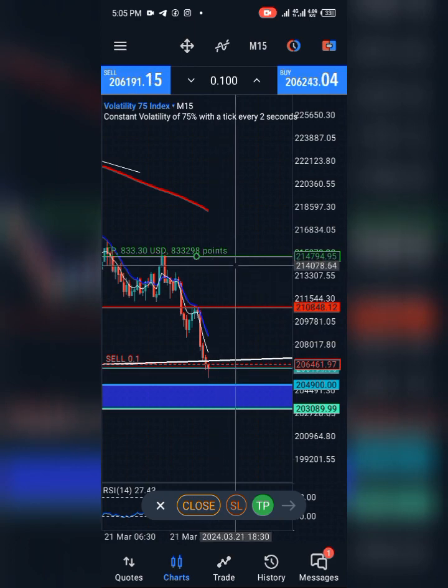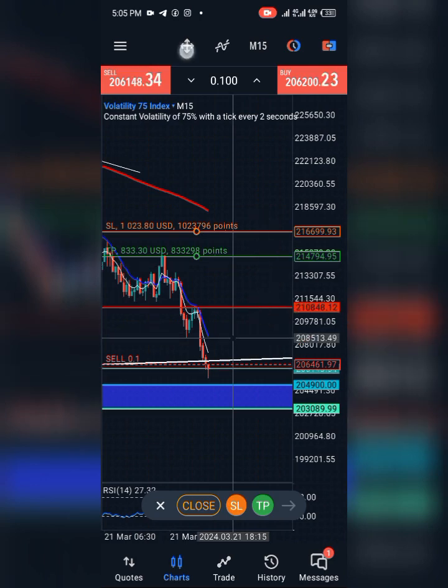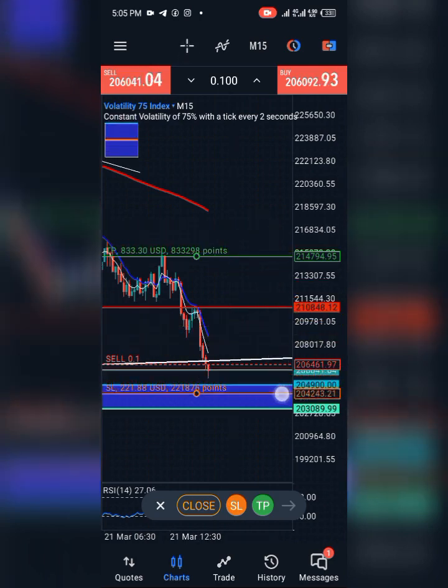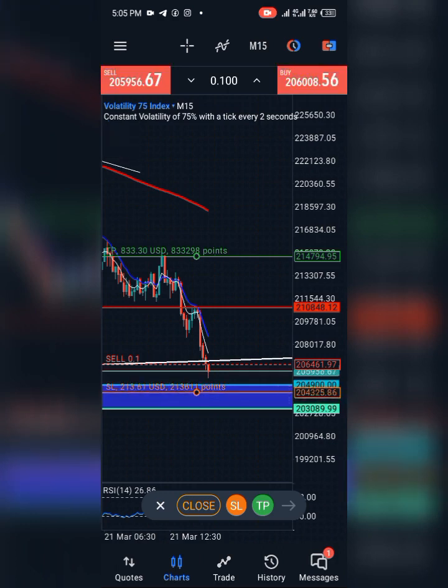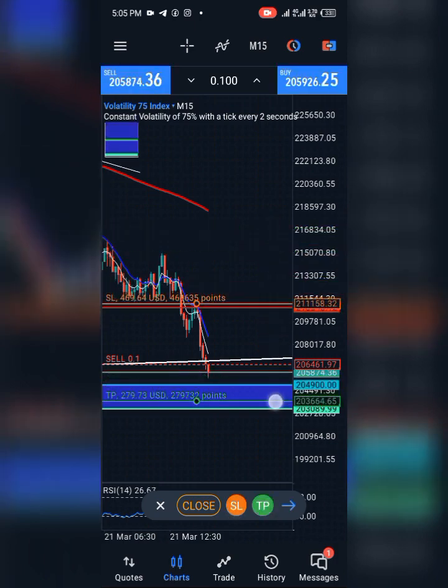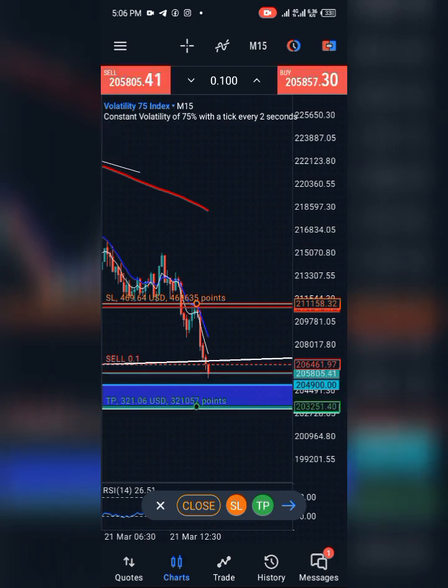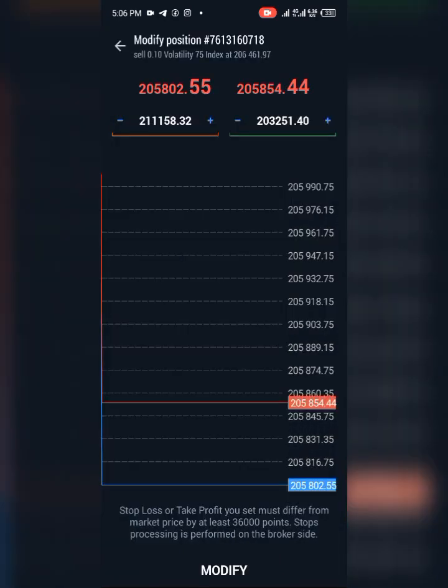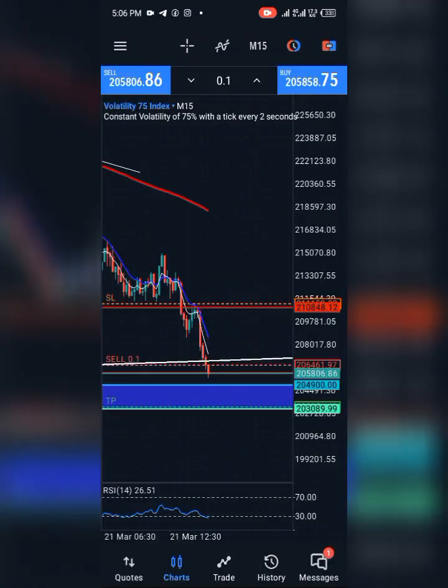And my SL should be here, lower, at 213. So you see the RR: my SL should be here, and my TP should be here. So you see what I'm going to lose and what I'm going to benefit. Okay, let's set it. Then we'll come back to this later.